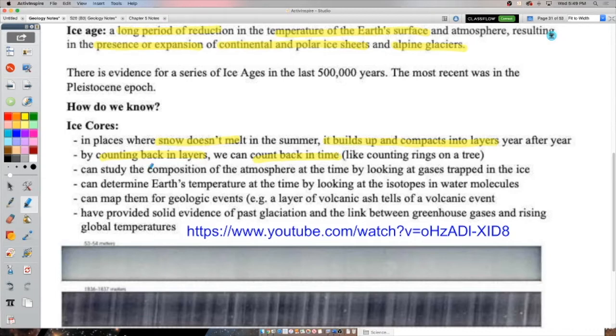So we can study the composition of the atmosphere at the time when that snow fell or when that ice formed, because it traps little pockets of atmosphere in it. There's little bubbles of that atmosphere trapped in the ice when it gets compacted into layers. So we look at gases that are trapped in the ice. It's literally ancient air that's been preserved for us in the ice.